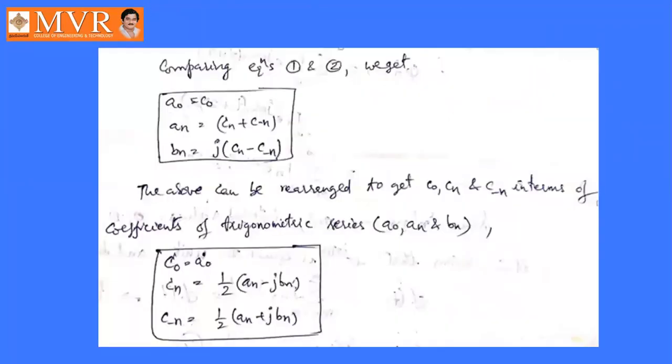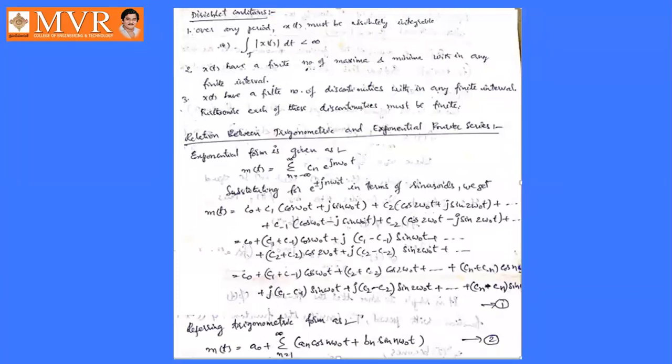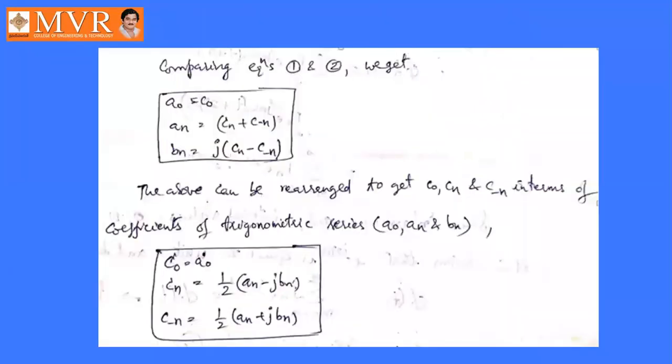So, this is about the relation between trigonometric and exponential Fourier series, right? Okay, this is the relation. How to represent trigonometric Fourier series components in terms of the exponential Fourier series components: a0 equal to c0, an equal to cn plus c minus n, and bn equal to j into (cn minus c minus n). Similarly, the exponential coefficients in terms of the trigonometric coefficients: c0 equal to a0, cn equal to half of (an minus j bn), and c minus n equal to half of (an plus j bn), right?